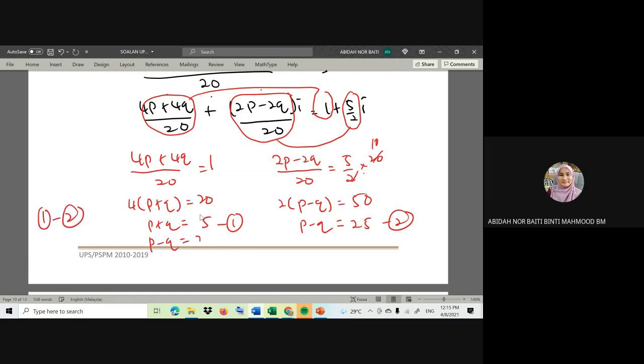Terus kat bawah ni 25 minus. Eliminate P. So 2Q negative 20, right? So Q is negative 10. Masuklah kat mana-mana yang senang. Masuk kat sini pun boleh. Mana-mana pun boleh. Then you get your P. Betul ke Q dia? Salah ke?